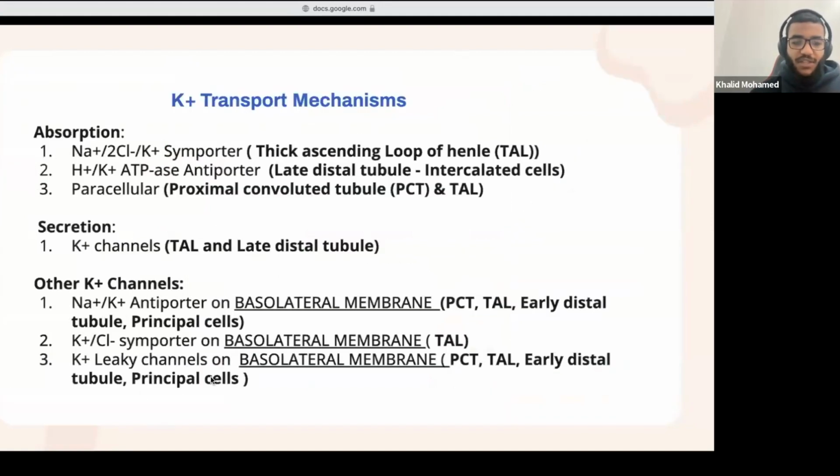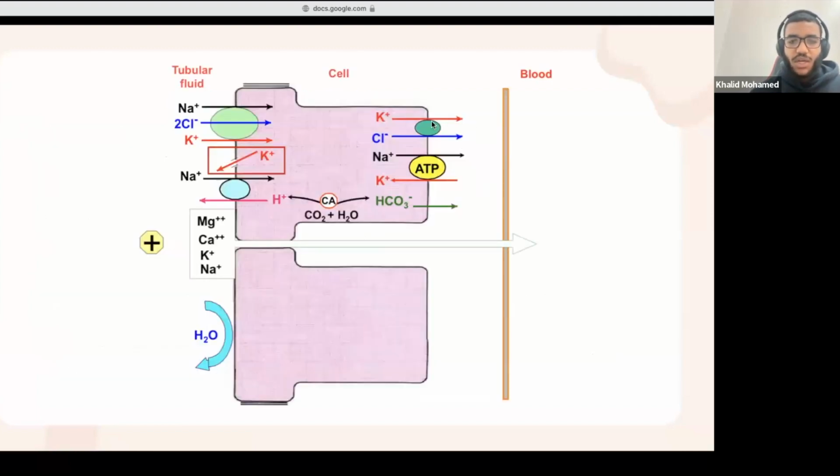And then finally, we have the leaky channels on the basolateral membrane, and this is also present almost everywhere. And it's always present where this is present. Whenever the Na plus K plus antiporter on the basolateral membrane is present, it will have a leak channel along with it, because when potassium enters, it needs to leave. We can't have potassium accumulate here or go over there. So you need a leaky channel to make potassium leave and recycle this channel. Okay. So clear, everyone?